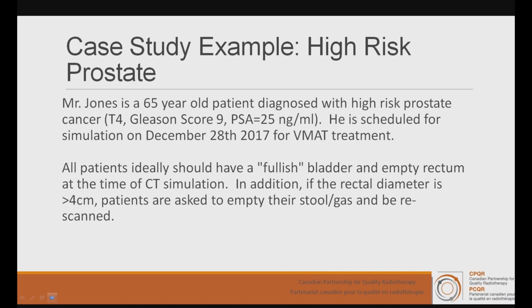So now we come to our case studies, the first of which is a high-risk prostate patient. The description is Mr. Jones. He's a 65-year-old patient diagnosed with high-risk prostate cancer, T4, Gleason score 9, PSA 25. He's scheduled for simulation December 28, 2017 for VMAT treatment.